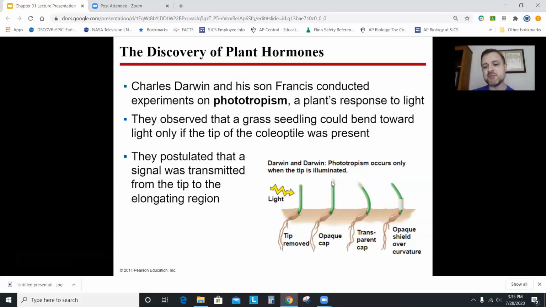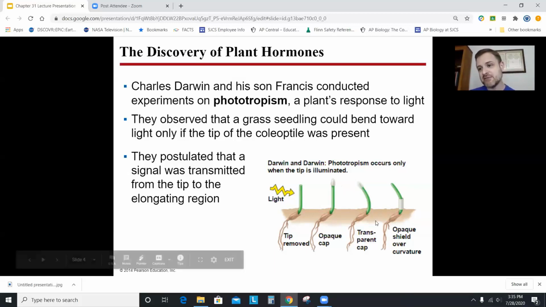If they cover the tip with an opaque cap, as in light can't go through it, the plant does not bend. So you need the tip and you need light. If they put a transparent cap, a cap where light went through it, it would bend. If they put an opaque shield over where the plant actually curved, then it's still bent toward the light. So what they figured out here was there's some kind of signal that's made at the tip that requires light that gets sent down the stem, because the bending doesn't happen at the tip. The bending happens further down.